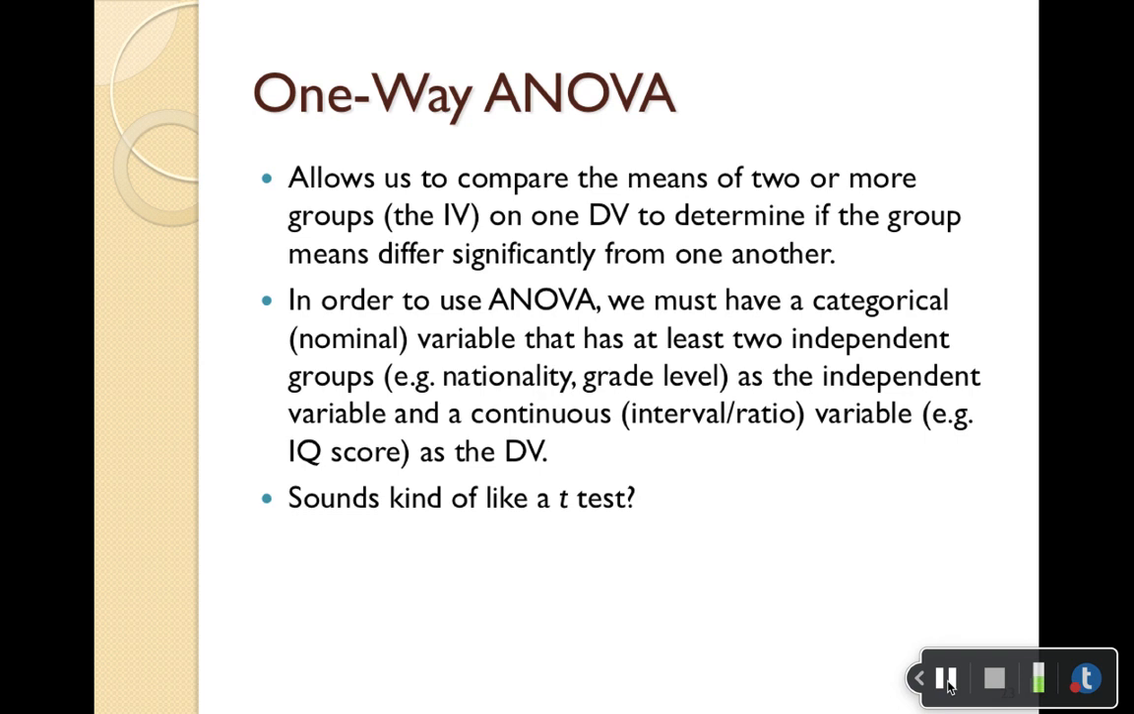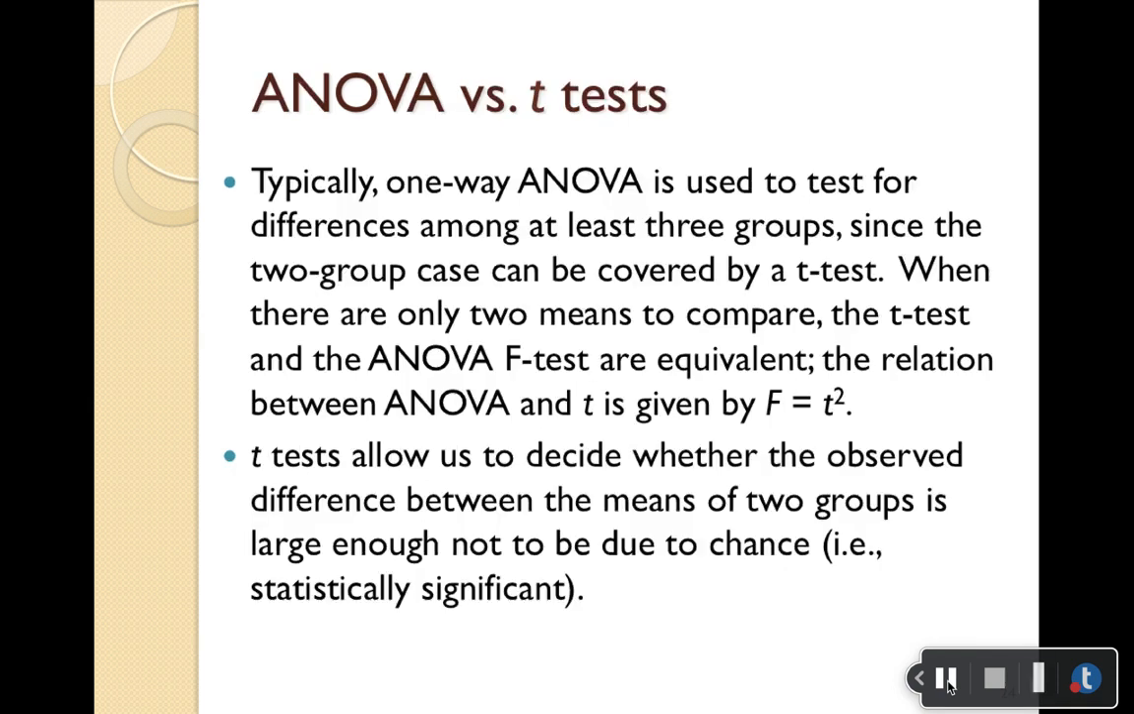So we need to have a categorical or a nominal predictor that has at least two groups, as well as a dependent variable that is continuous or interval ratio. So this probably sounds very similar to a t-test, which we've covered before. So typically we use ANOVA to test for differences among at least three groups, since the two-group case can be covered by the t-test. So when there's only two means to compare, the t-test and the ANOVA f-test are actually equivalent to each other. And if you square the t, it'll actually give you an f ratio for an ANOVA test. So the two tests are very closely related.